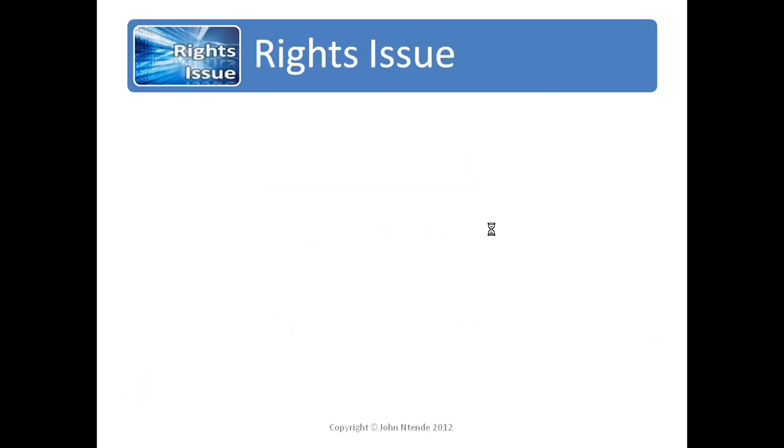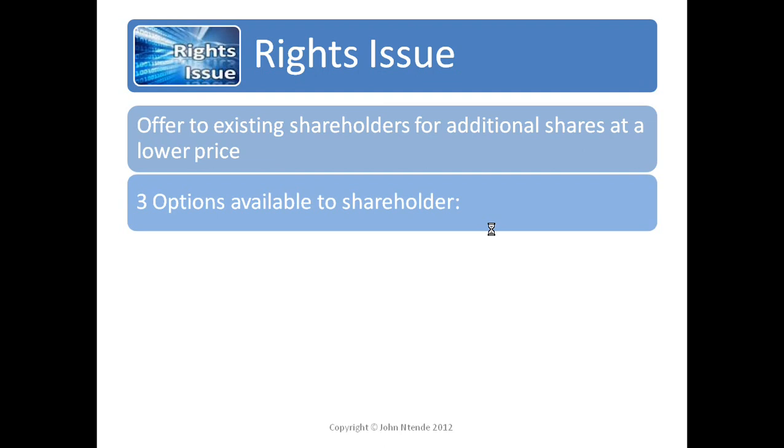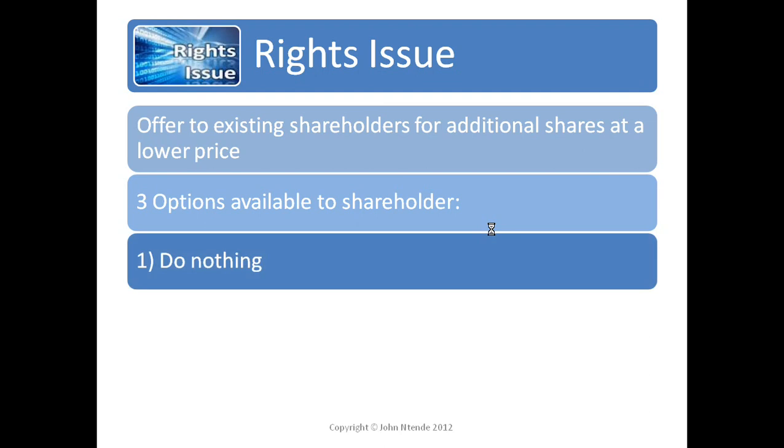Now let's look at the rights issue. Remember, the rights issue is simply an offer to existing shareholders for additional shares at a lower price. With ACCA F9, there are usually some computations which are expected of you relating to a rights issue. When a company offers a rights issue, there are three general options available to the shareholder. Option 1 is simply to do nothing. So simply do not participate in the rights issue.